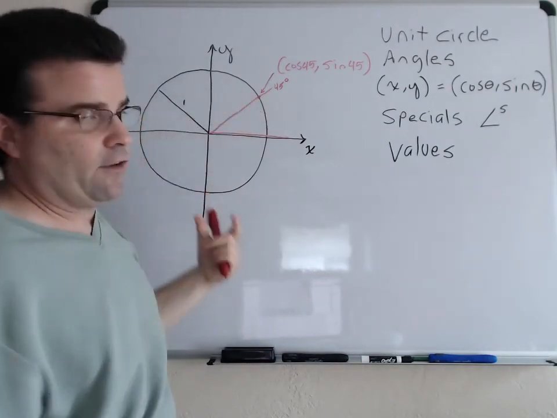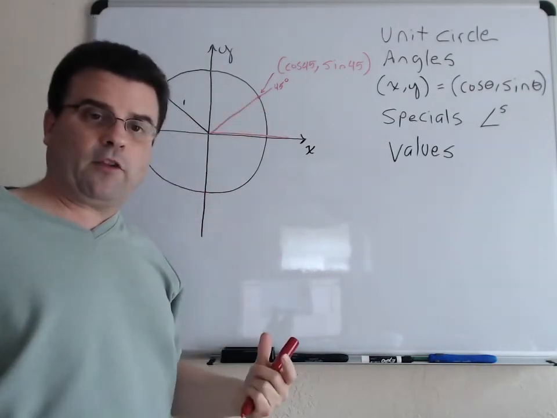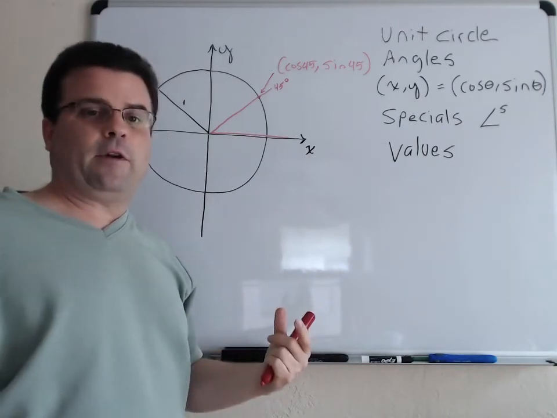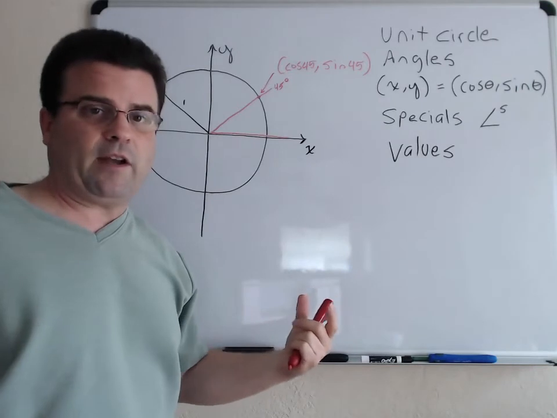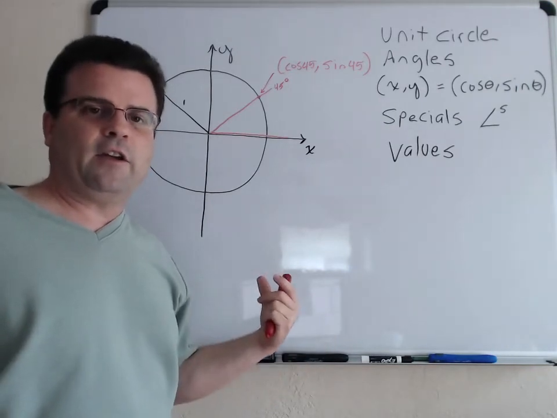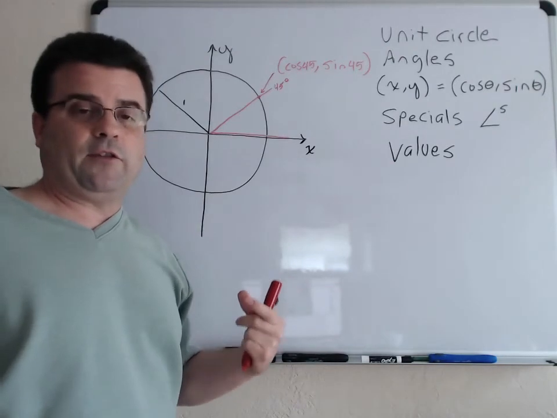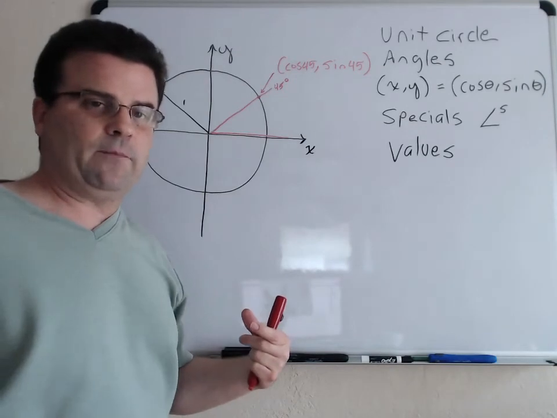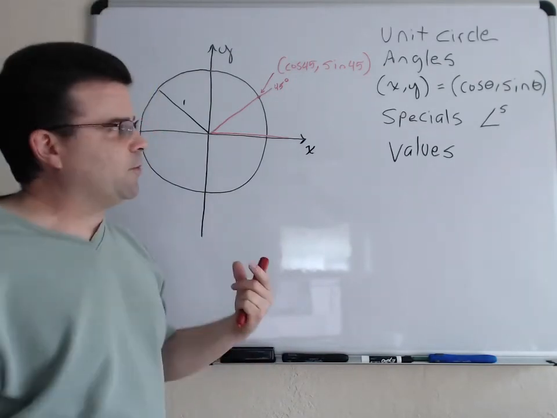And we would like to know, since 45 degrees is one of the special angles, what the cosine of 45 and the sine of 45 is. That's one of the things we're trying to memorize. And I'm saying, if you understand this discussion, you won't need to memorize it. You'll just understand it and you'll be able to figure it out no matter what special angle is given. So let's talk about the special angles.